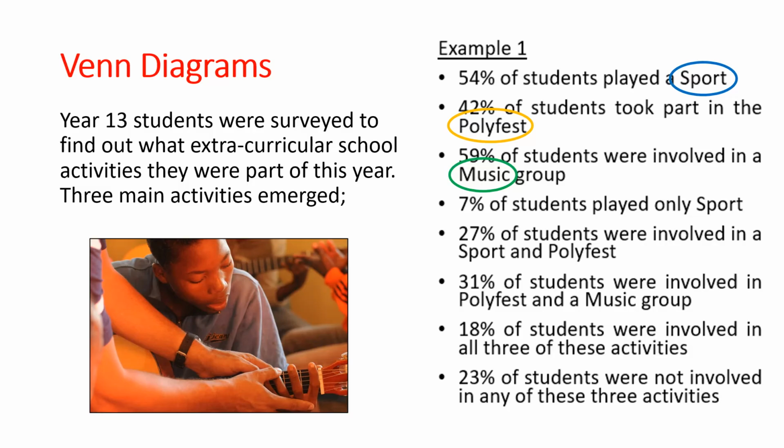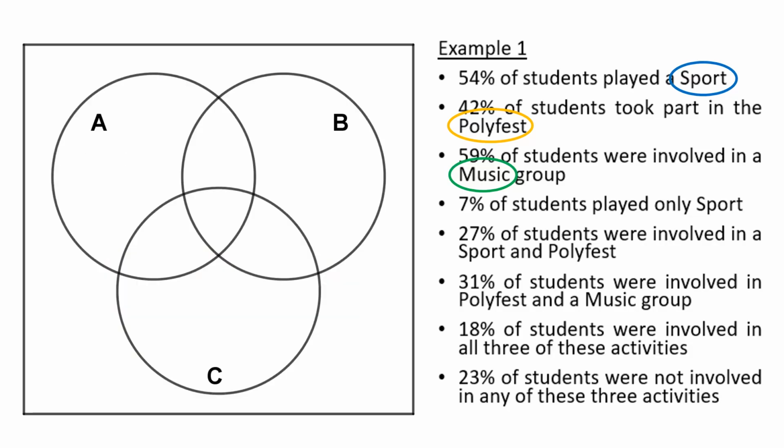So what we're going to do is show you how to take some information and turn it into a Venn diagram that has three circles, three events. So we're going to call event A sport, event B music, and event C polyfest. Right, well, where to start?